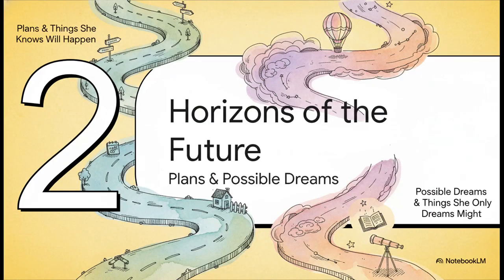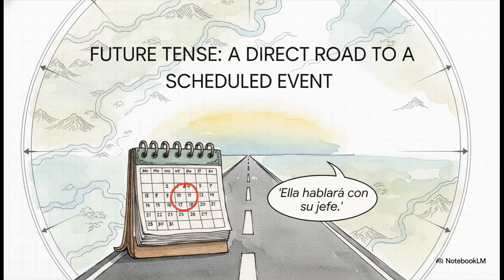All right, enough about the past. What about Anna's future? Well, just like her past, her future isn't a single path either. It actually splits into two different horizons. The things she knows for sure will happen, and the things she only dreams might. Now for her concrete plans, there's a direct road. It's called the future tense. She will speak with her boss. Hablará. It's a scheduled event on her calendar. It's still part of that factual, indicative world we started in.